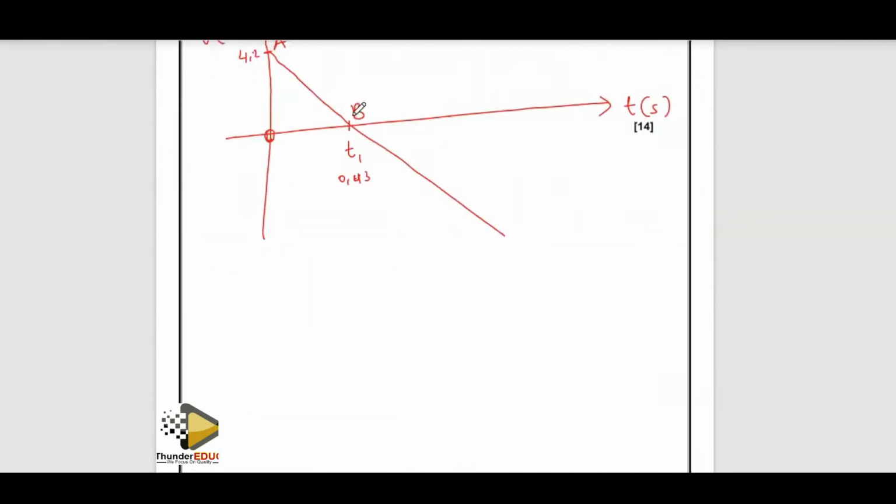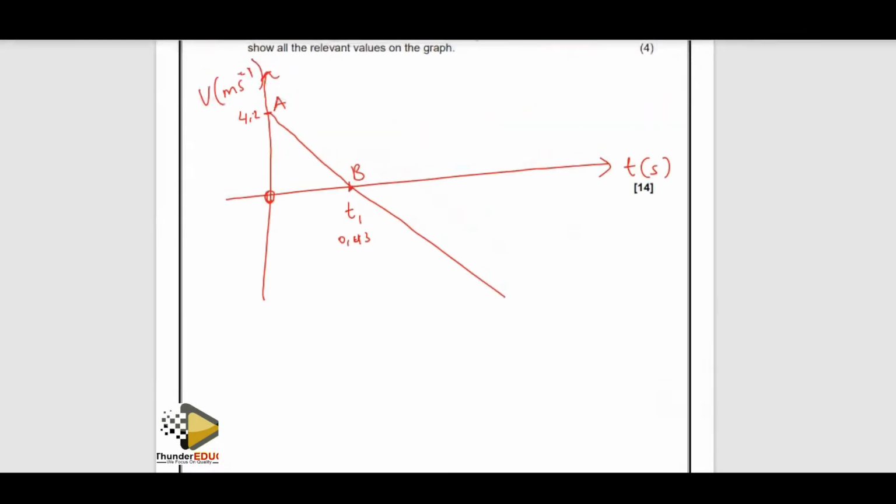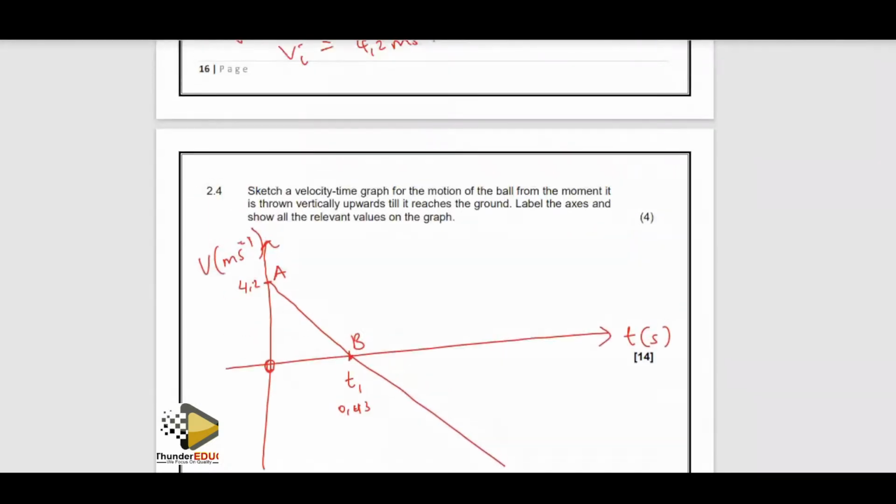At the maximum height, that can be point B, and so on and so forth. So after the maximum point, this section just tells us the direction or the velocity of the ball when it's falling down. So that is what one would do. Someone say, all of this for 4 marks.